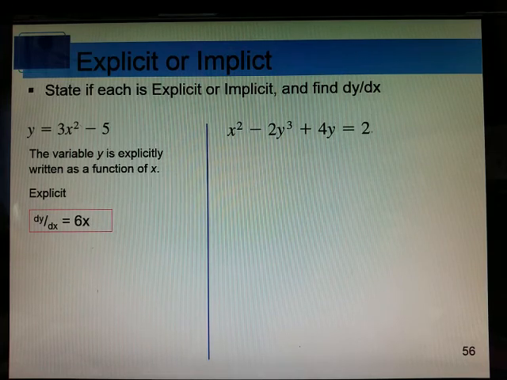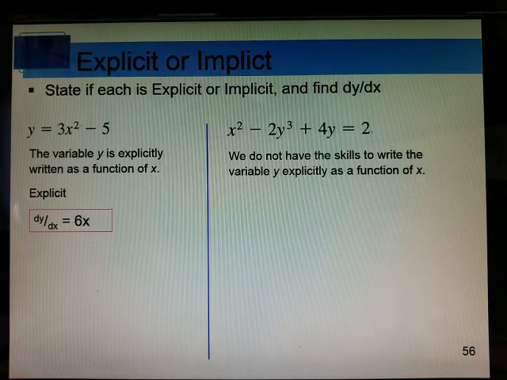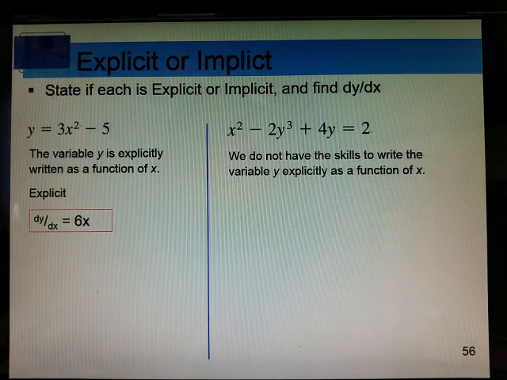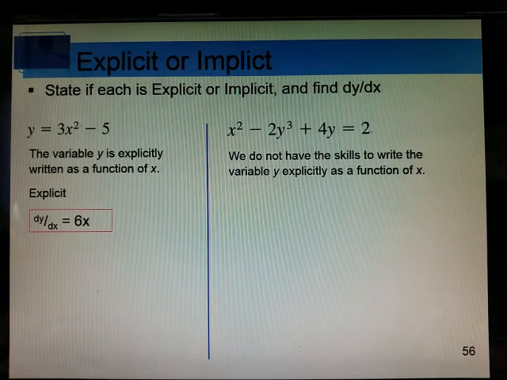This one, if I try to solve it for y, could you easily solve it for y? No, you could not. So this is when we talk about the implicit. We do not have the skills to write this variable y explicitly as a function of x. So this would be an implicit differentiation since we can't solve that for y.